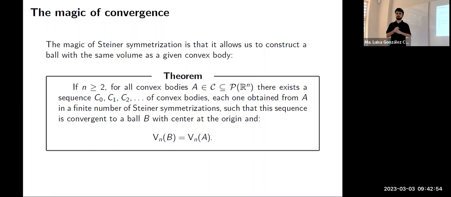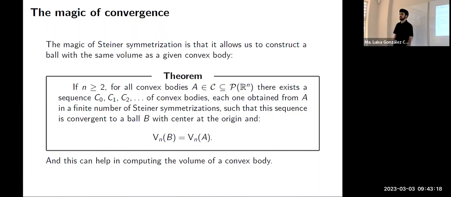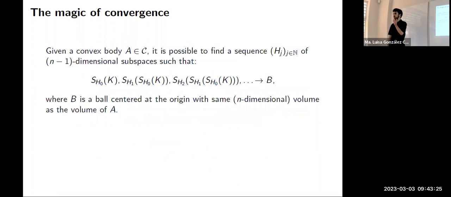For all convex bodies A, there exists some sequence C0, C1, C2, and so on of convex bodies, each obtained from A in a finite number of Steiner symmetrizations, such that this sequence converges to a ball B with center at the origin, and this ball has the same volume as the set A. In particular, this can help us to compute the volume of a convex body, and one can also think of numerical methods to approximate it with this.